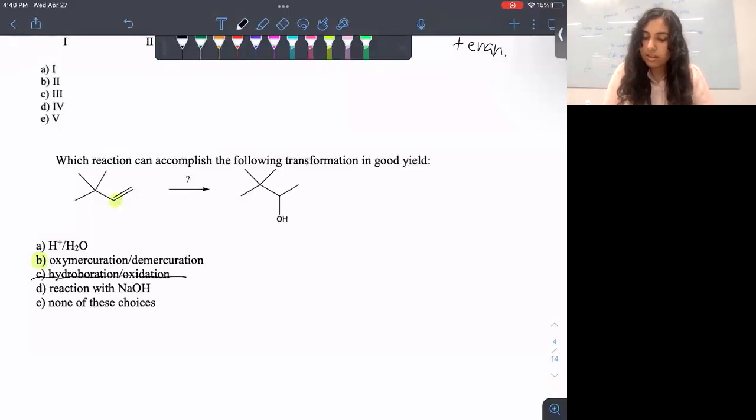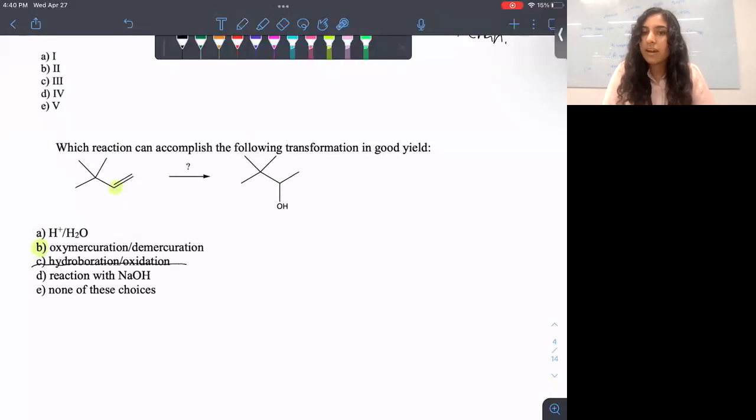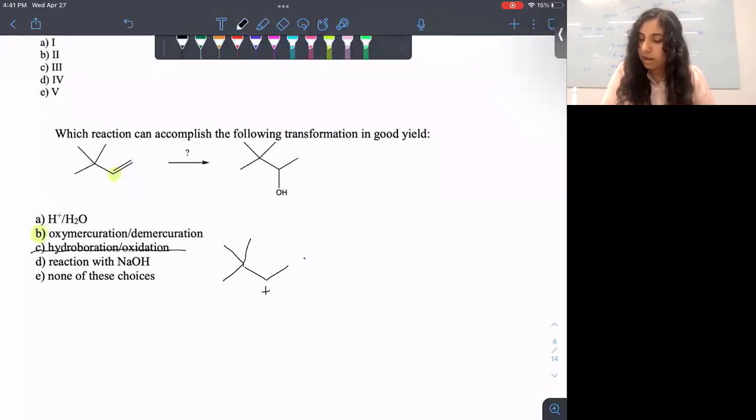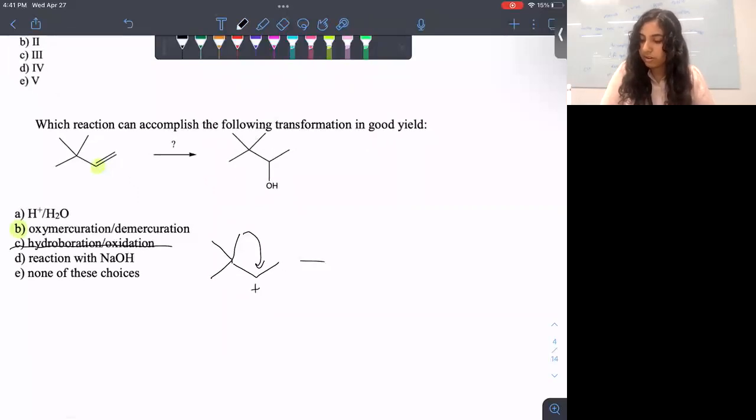The issue with A is that acid catalyzed hydration goes through a carbocation intermediate. So the first step after reacting with the acid, you get your Markovnikov cation. And then before you hydrate it, you can do a methyl shift. So you have a quaternary carbon right here. So you're going to move a methyl down to the carbocation to make a tertiary cation, which is much more stable.